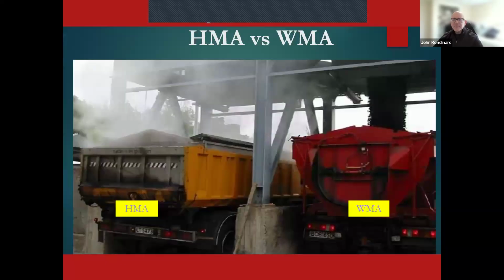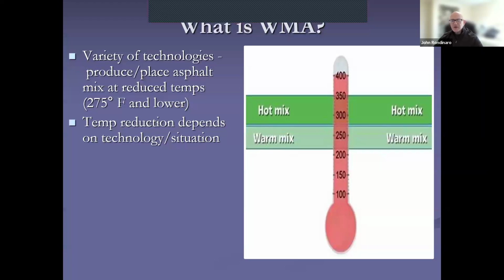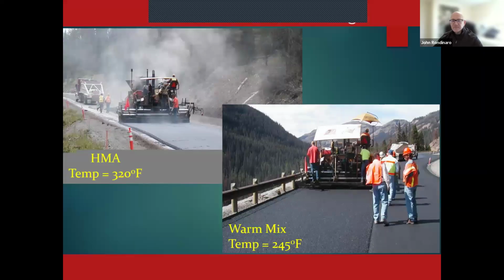The difference between hot mix and warm mix is what you'd expect. On the left-hand side, hot mix is being produced at very high temperatures, and that's why you're seeing the steam coming off the top of the load. On the right-hand side, as it's being dumped out, being produced at much cooler temperatures, you're not going to be seeing that steam. And what we're talking about when we're talking about warm mixes, you're producing at 275 and lower, whereas our typical hot mix is over 300. And that becomes real important.